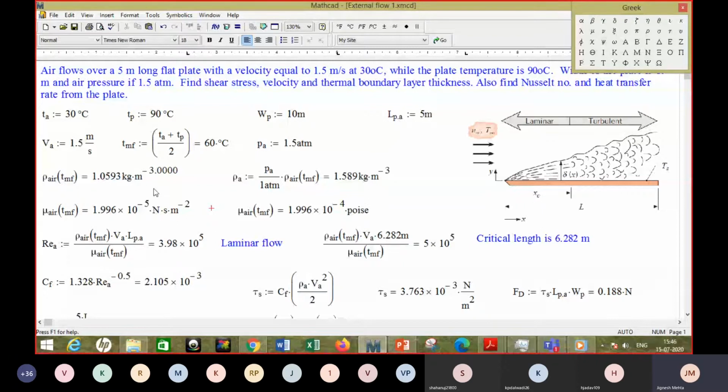So first you need to find out the Reynolds number. Reynolds number is nothing but rho into velocity into length of the plate. So what is the length of the plate? It is 5 meters. So those values you have to put here.